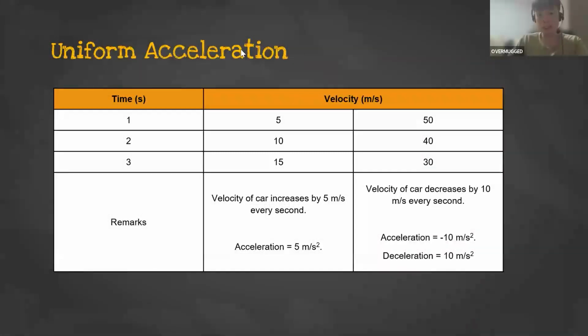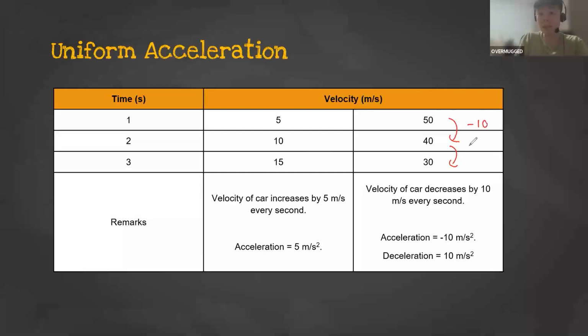So let's try to understand acceleration by looking at some numbers over here. Let's say in the first second, I'm traveling at 5 meter per second. And then in the second second, I'm traveling at 10 meter per second. So my speed, or my velocity, changed by how much? By 5, right? In the third second, my speed is 15 meter per second. My speed increased by 5 meter per second. So what can I say about this? The velocity of the car increases by 5 meter per second every second. Hence, the acceleration is 5 meter per second squared. My speed is changing by 5 meter per second every second. That's what acceleration is.